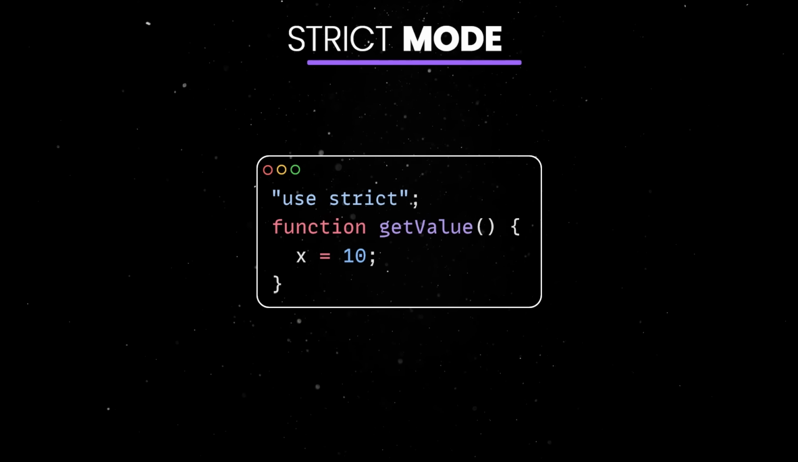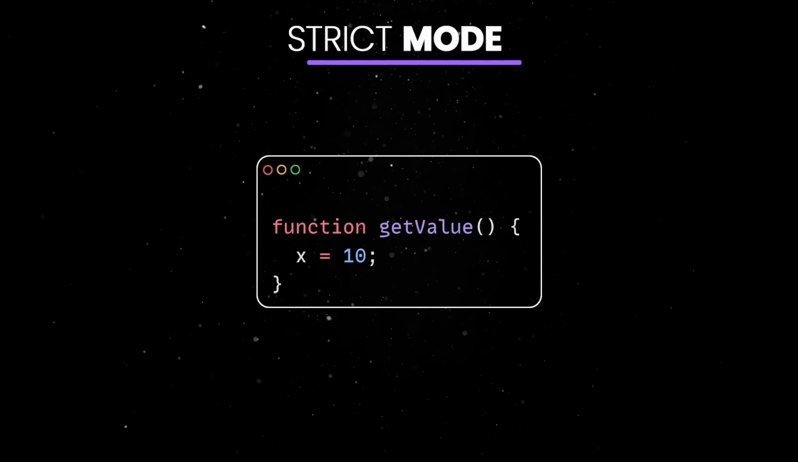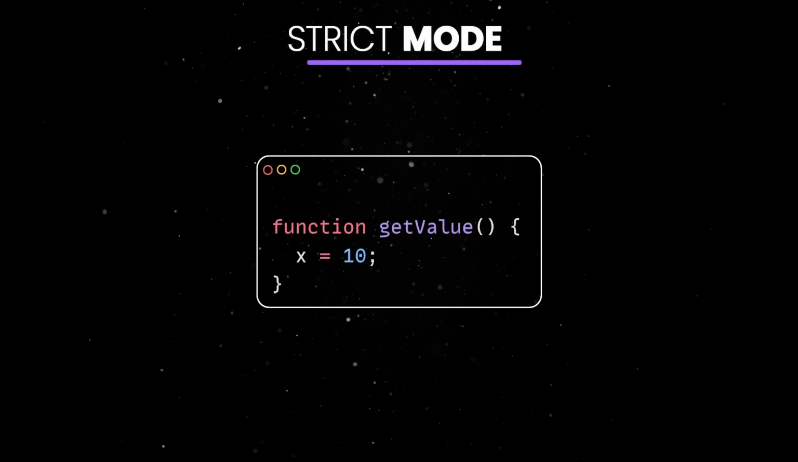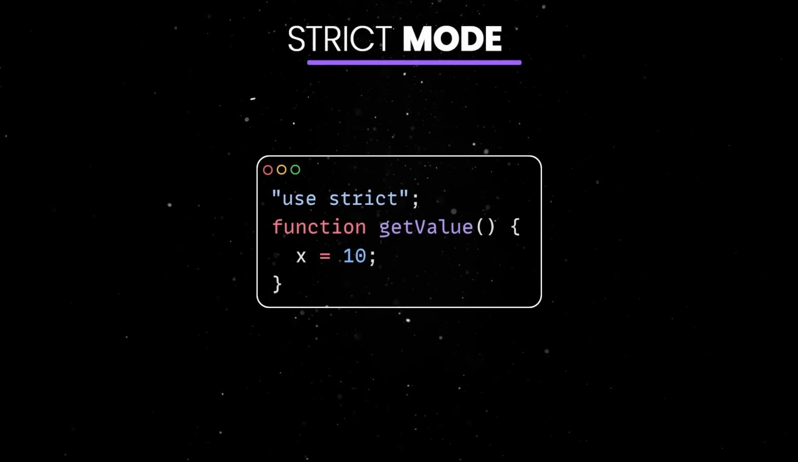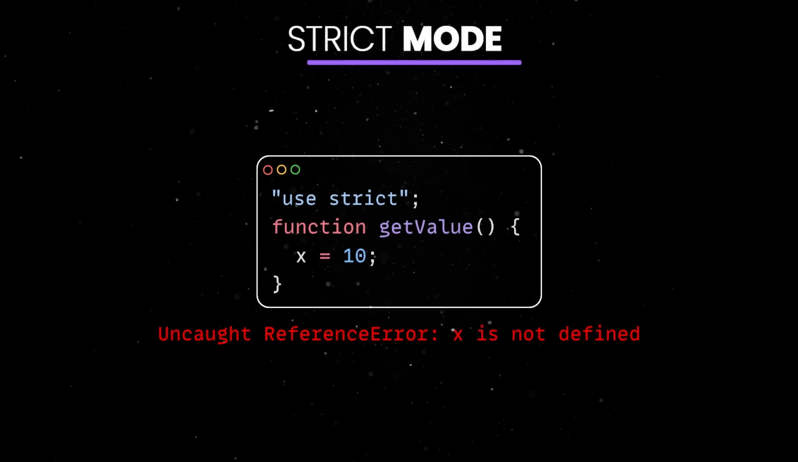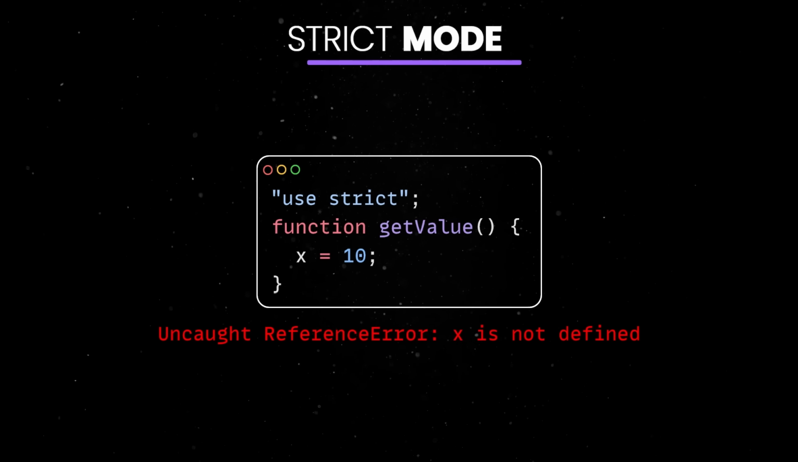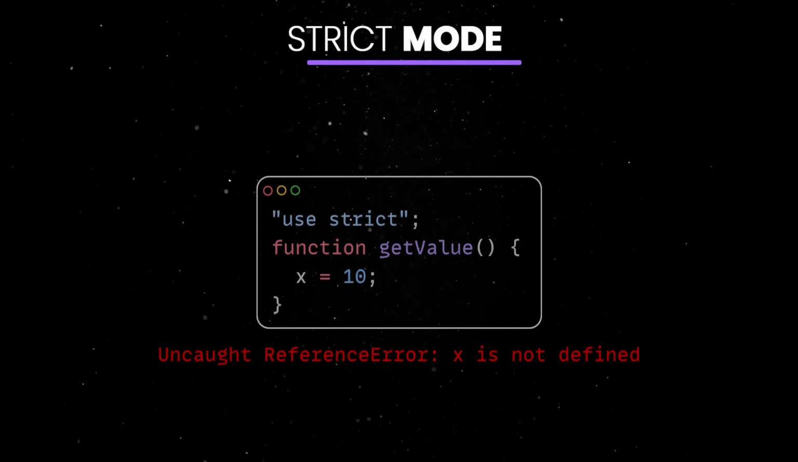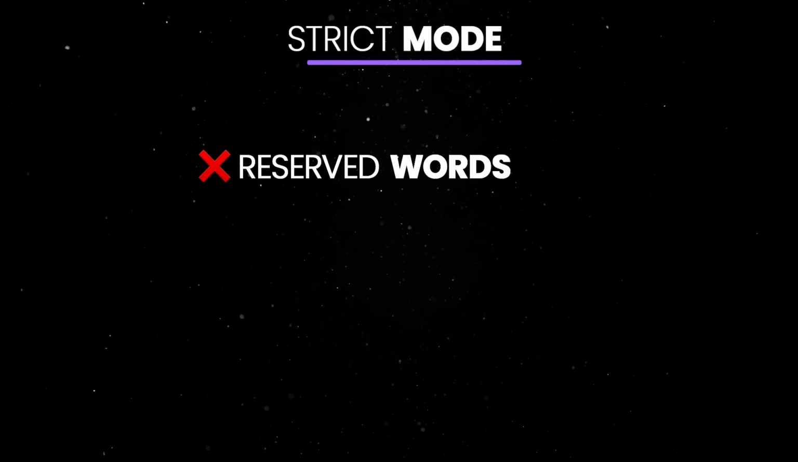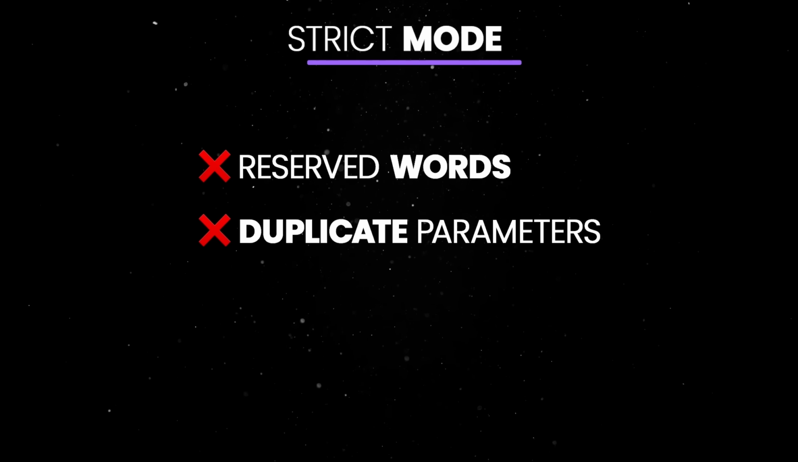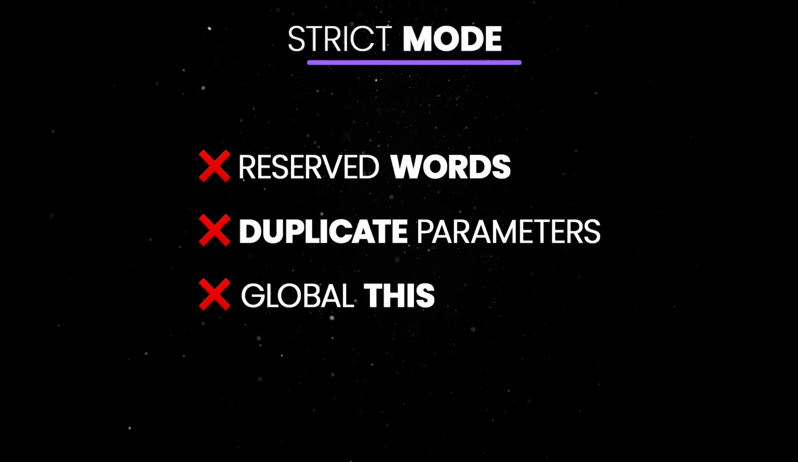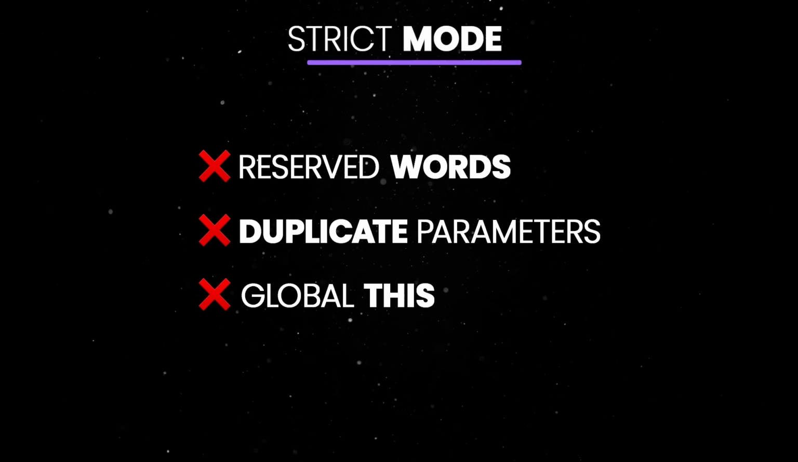In a practical example, without strict mode, JavaScript would automatically create a global variable x, even if it wasn't explicitly declared. In strict mode, this throws an error, helping you avoid accidental global variable declarations. On top of that, strict mode can also prevent the use of reserved keywords for future versions of JavaScript, disallow duplicate parameter names in functions, and block the use of the this keyword referring to the global object in functions.